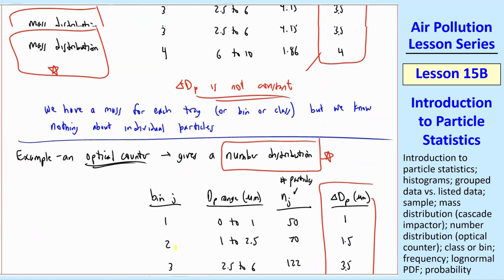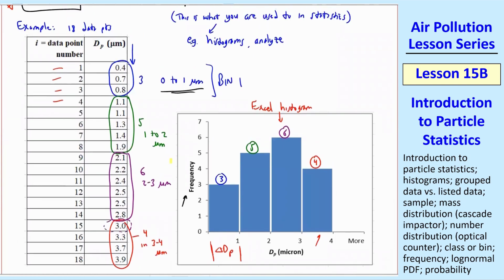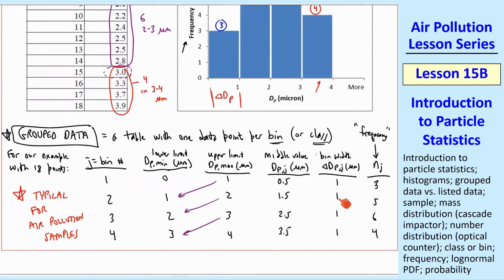Let me go back to my little example to illustrate. Say we're looking at this green bin here where we have 5 particles. We have no idea whether these are all around 1.1 or they're all around 1.8 or there's some distribution like this. All we know is that we have 5 particles in between 1 and 2 microns. So what do we do? The best we can do is say, well, let's just assume all of them are 1.5 microns, halfway in between. We don't know anything different. There's no way we can tell just from this number 5 what the actual distribution is when all we have is a table of grouped data like this.